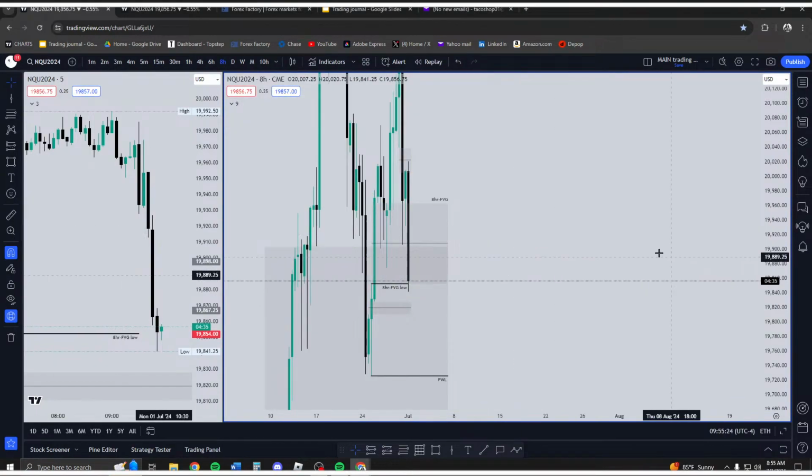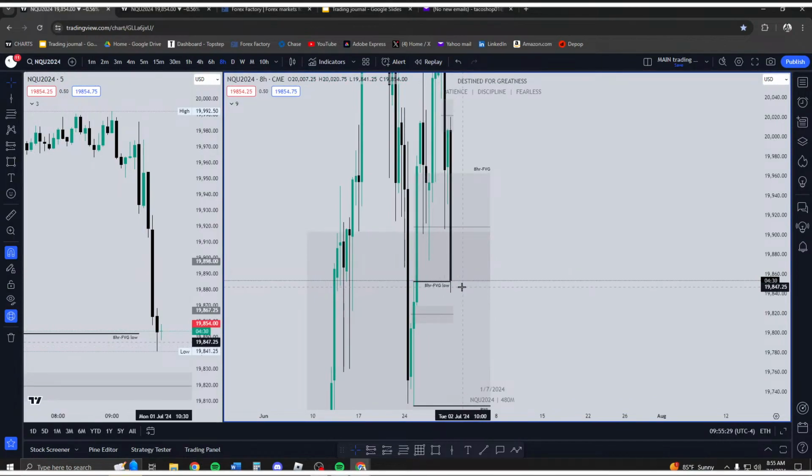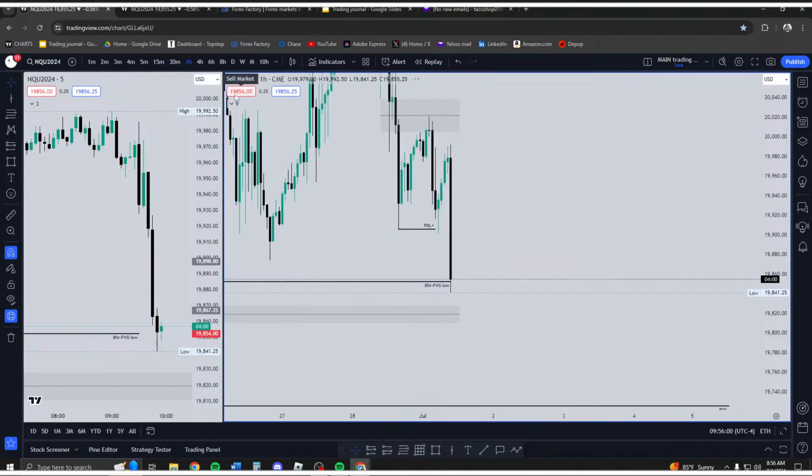I'm waiting for this 8-hour closure here too, because I want to see if we can close below this 8-hour FEG's low. It's not guaranteed, but that is an algorithmic signature that we are going to see lower prices. So I'm going to be waiting for about another 4 minutes to see us close on the 8-hour time frame, and if we close below this 8-hour FEG, I'm going to use it as an inversion level, an inversion fair value gap.